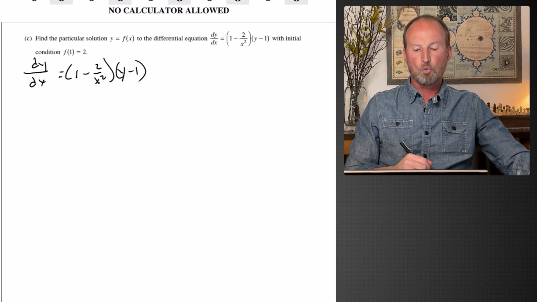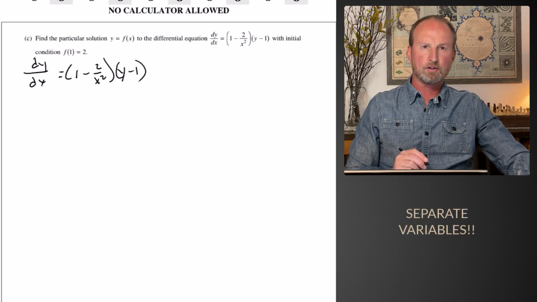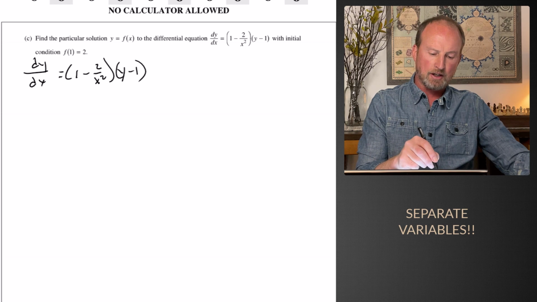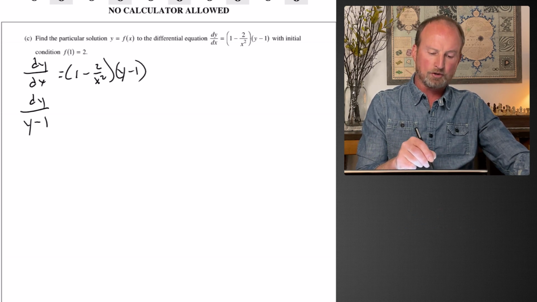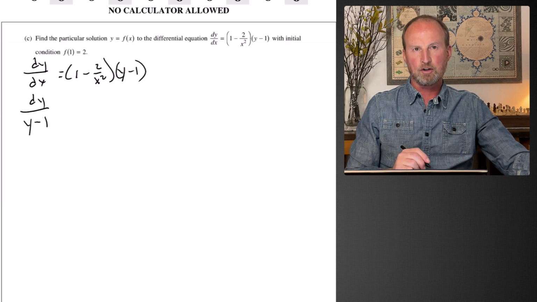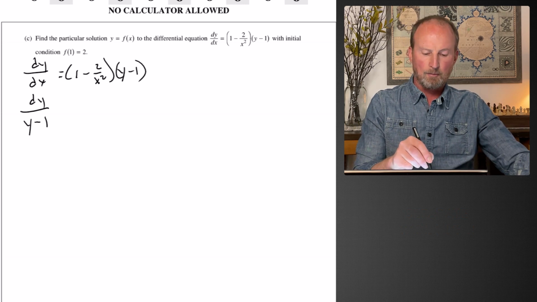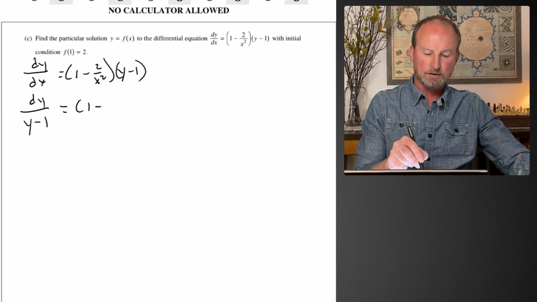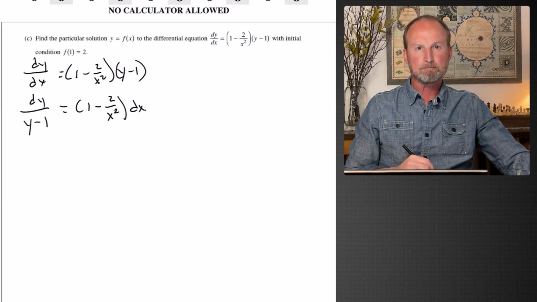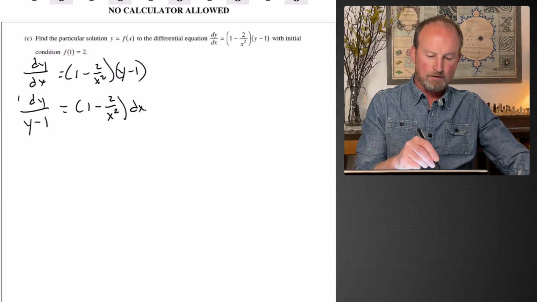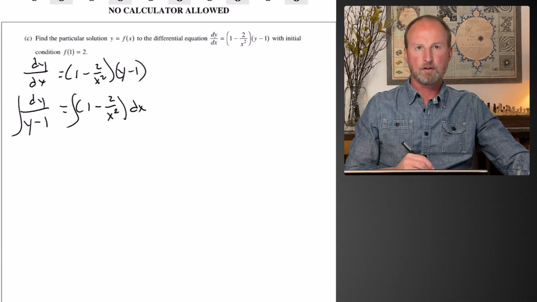First step, when you're trying to solve a differential equation, you have to separate your variables. Put the y's and dy's on one side, x's and dx's on the other side. So the y minus 1, I'm going to divide both sides by y minus 1, it slips underneath the dy. I'm going to multiply both sides by dx. I've separated my variables. Okay, integrate to find the particular solution.